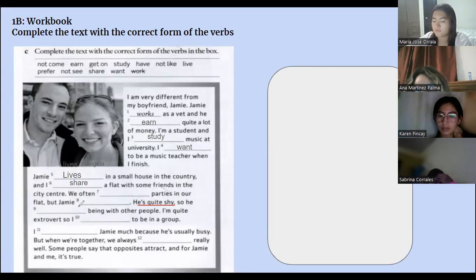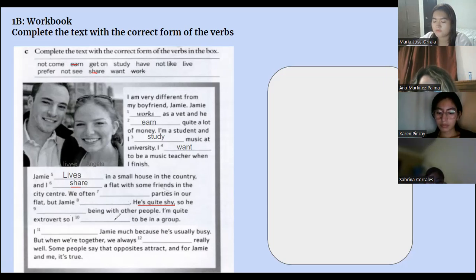No, that's already used. We used "like" already. "Share" is done already. It's here. So he doesn't come. "Like" is used. Doesn't come. Prefer. So he prefers being with other people, right? He doesn't like to party, but he enjoys being with people, but not in parties because he's shy, right?